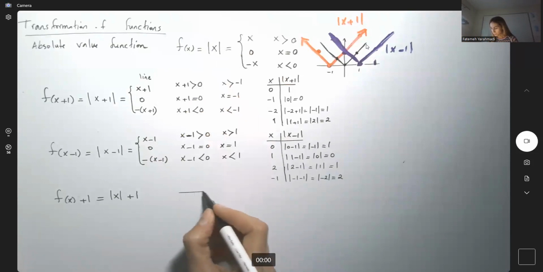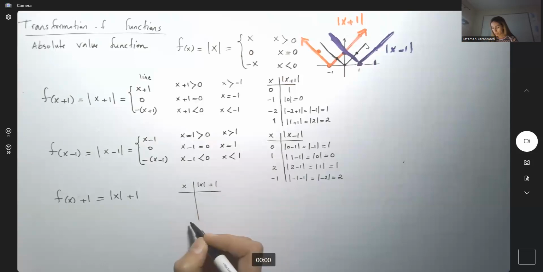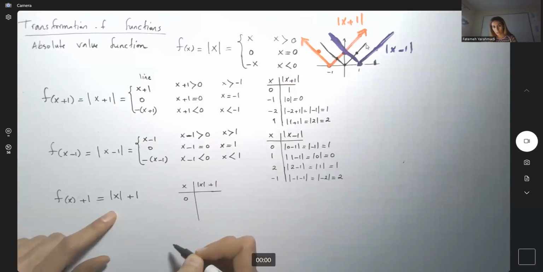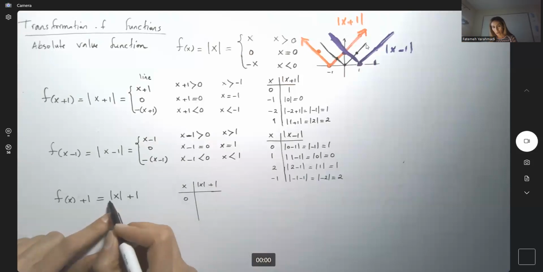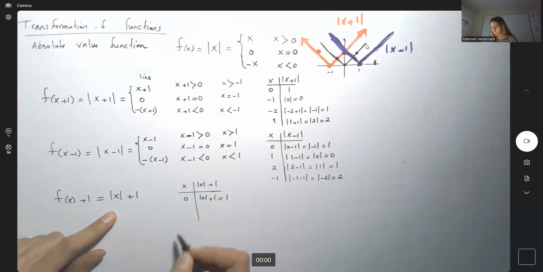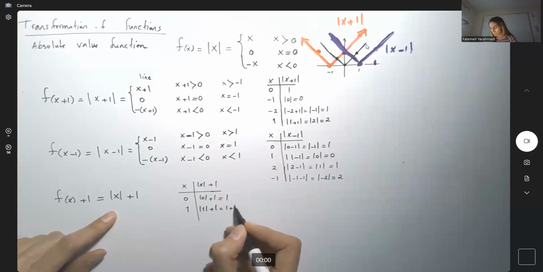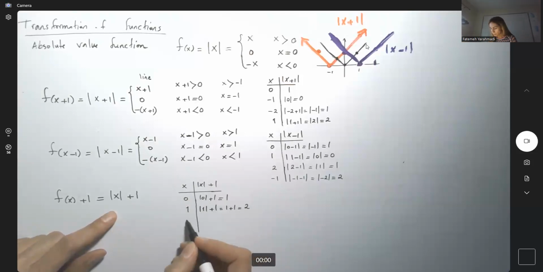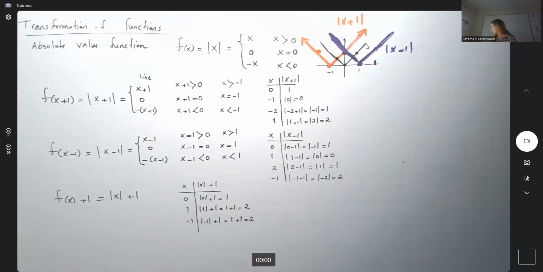Take a look. I have my x, absolute value of x plus 1. If x is equal to 0, what do I have? Absolute value of 0 is 0 plus 1, which is 1. If I plug in 1 here, I get absolute value of 1 plus 1, which is 2. If I plug in, for example, negative 1 here, I get absolute value of negative 1 plus 1, which is 1 plus 1. Again, I get 2. Very good.